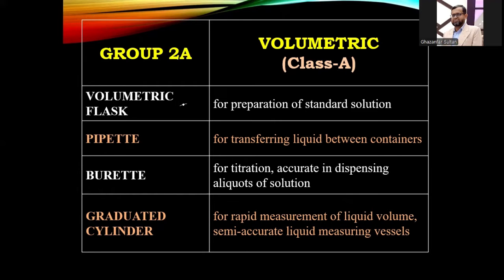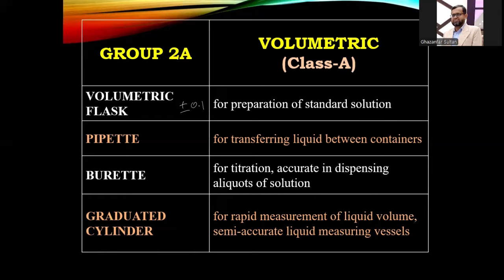It has only a standard deviation of plus minus 0.1. If the volume is written 250 ml, it means its volume may have slight deviation. Either it could be 250.1 or 249.9. So it is highly accurate.